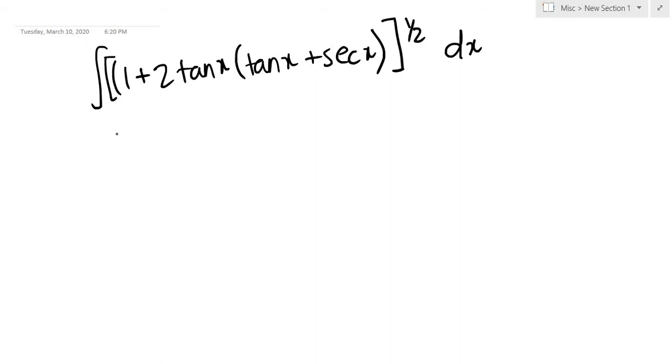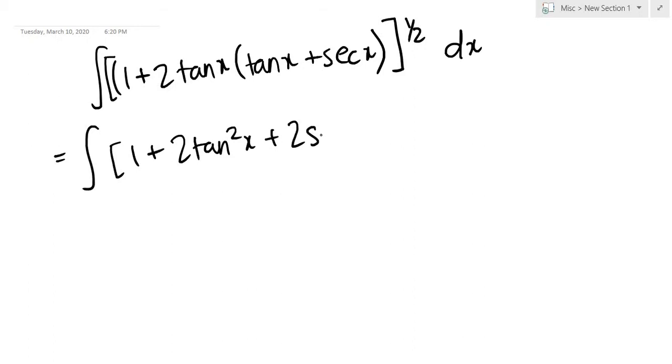Now looking at this, I would want to multiply everything inside by this tangent of x. So let's do that. Then we have the integral of 1 plus 2 tan squared x plus 2 sec x tan x, then everything is raised to the 1/2 power dx.